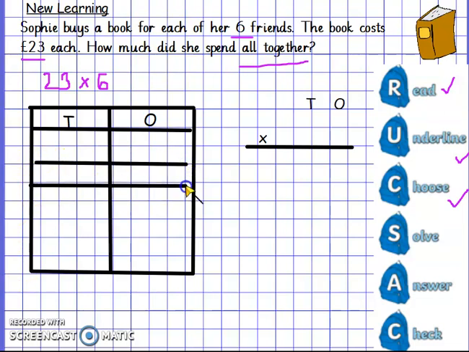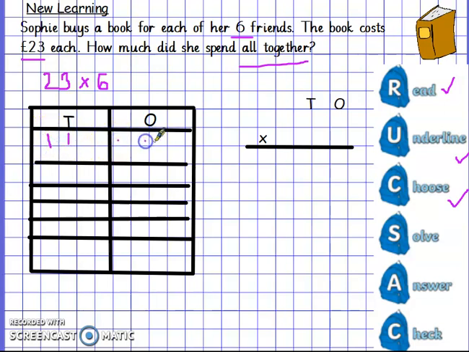1, 2, 3, 4, 5, 6. Don't worry if your pieces aren't all the same. This is just to help us to work it out. And we're going to partition 23 6 times. Do it with me if you're doing this method. If not, you can get on with your column method.